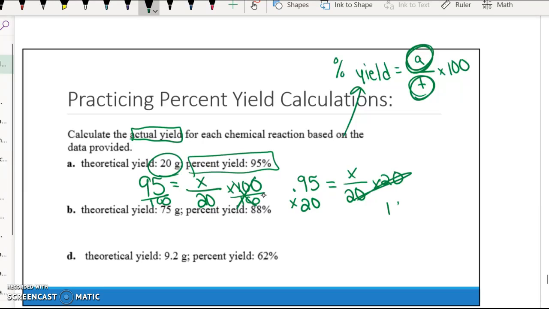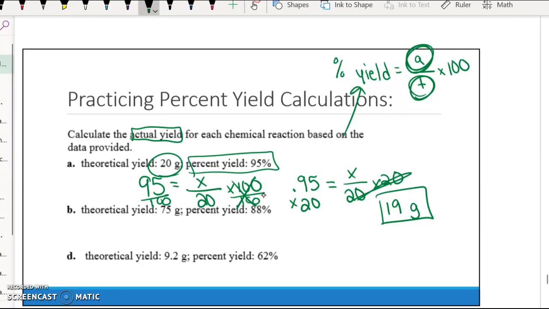And x is 19. So remember also your units. You are solving for actual yield. So actual yield would be 19 grams.